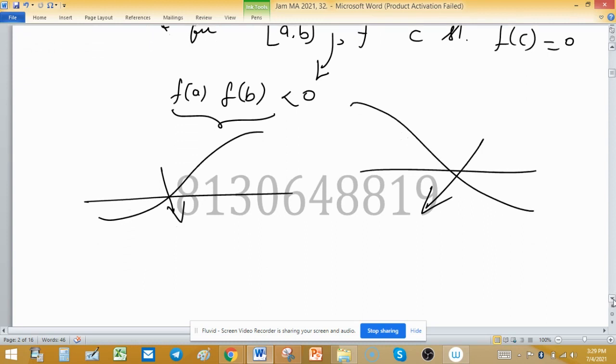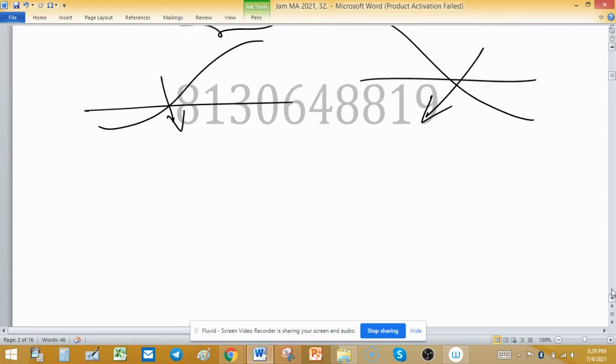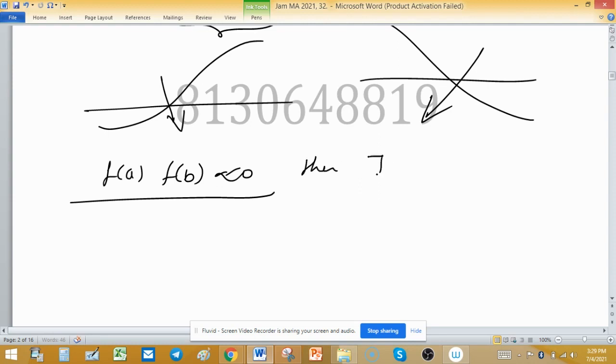And this is a corollary normally known as Bolzano's theorem about the roots. If f of a times f of b is less than 0, meaning the product of the images of the endpoints of the interval is negative, then there exists a real root. This is normally known as Bolzano's theorem.